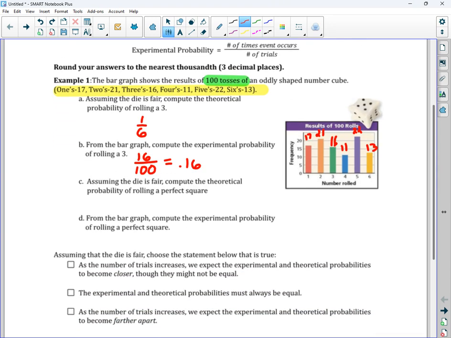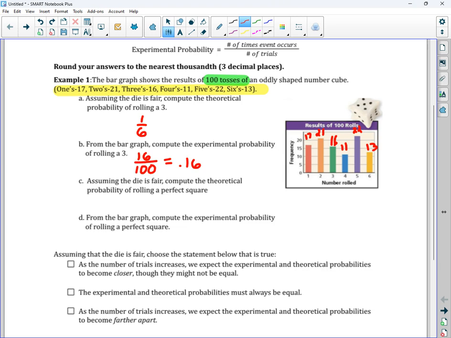Assuming the die is fair, compute the theoretical probability of rolling a perfect square. So again, theoretical is what should happen. On a number cube, perfect squares are 1 and 4, because 1 times 1 is 1, 2 times 2 is 4. So those are the numbers that we're looking for. So that would be 2 out of 6, or 1/3. But what actually did happen is different, and that's considered the experimental probability.